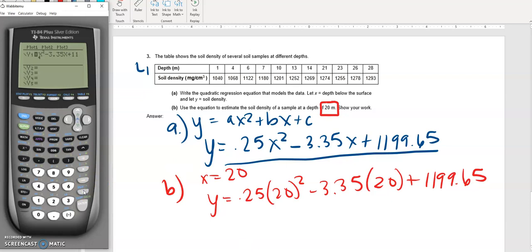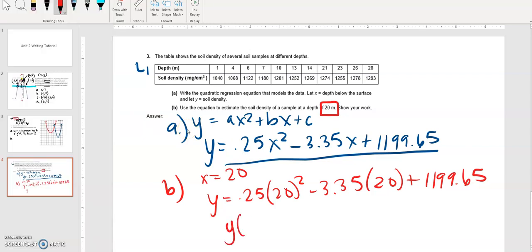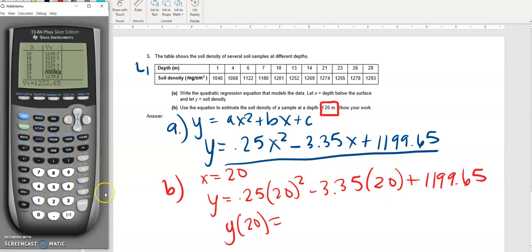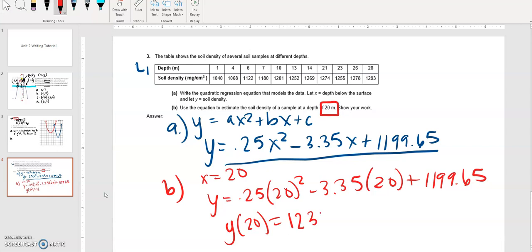plus 1199.65. And then what I'm going to do is hit the second button and then graph, because that will give me a table. So all I'm going to do then for my table is scroll down to the number 20. Okay, there it is. At 20, my y value, or my depth, so y of 20 would be 1,232.7 feet. 1,232.7 meters. And that's it.